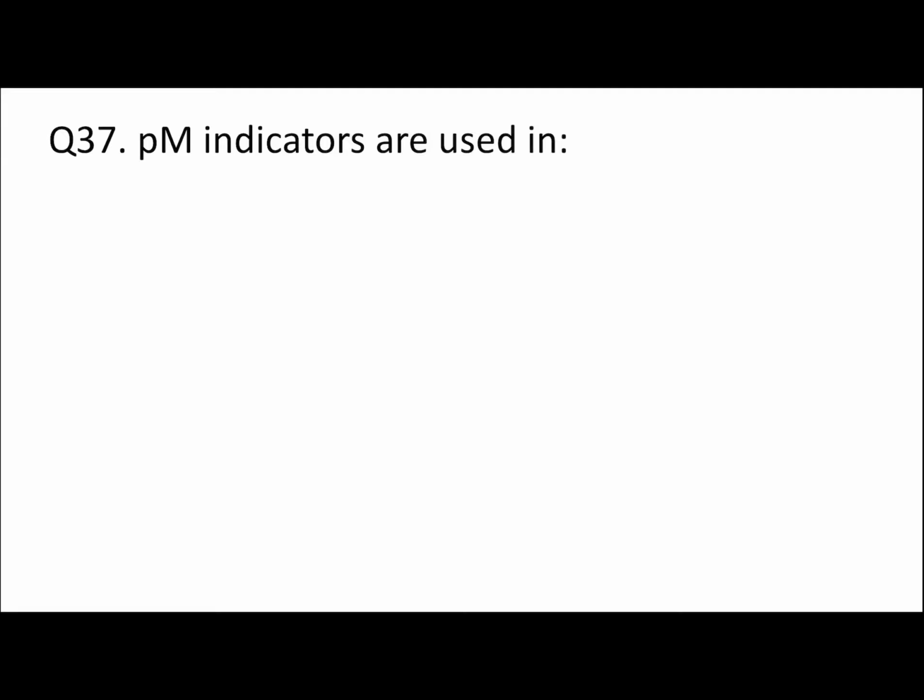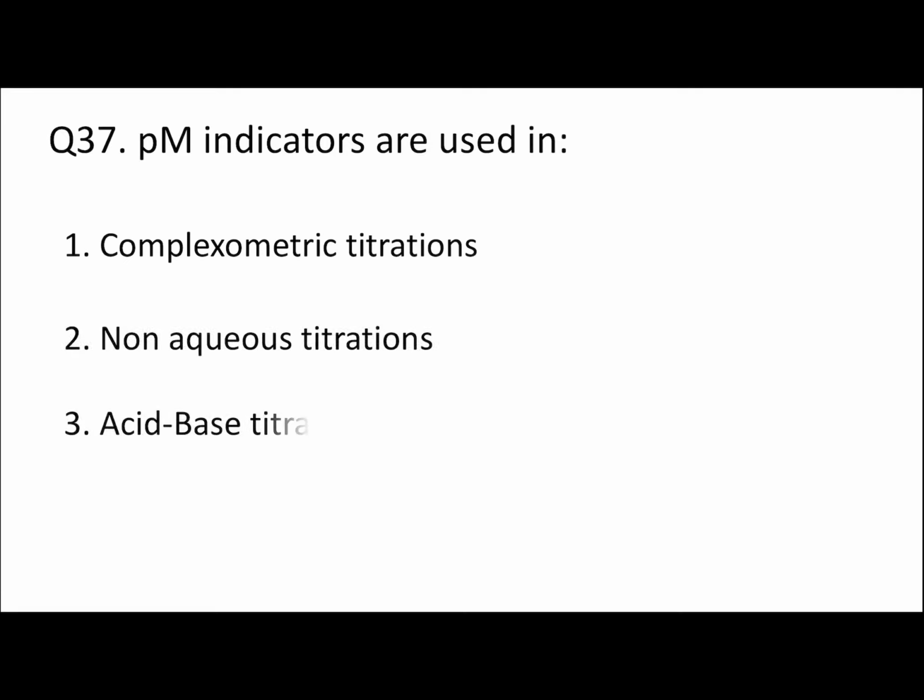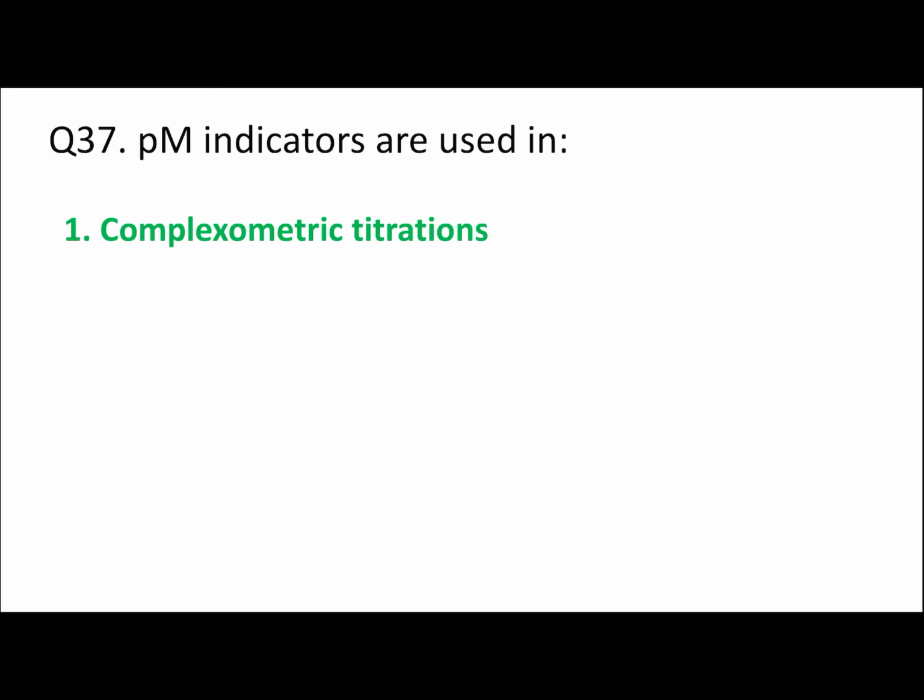Next, PM indicators are used in complexometric titrations, or non-aqueous titrations, or acid-base titrations, or redox titrations. PM indicators means, M here means metal, the concentration of the metal ions. It indicates the negative logarithm of concentration of metal ions, PM. And these PM indicators use PM values. So whenever there are metal ions, we have to automatically assume that the reaction is going to be complexometric type. EDTA will react there, something like that.